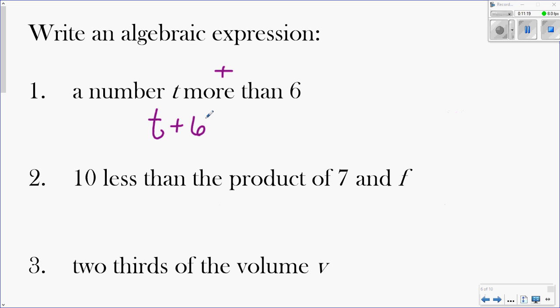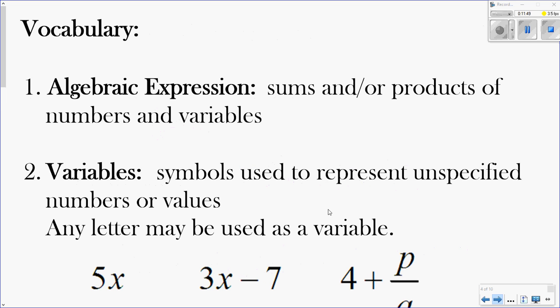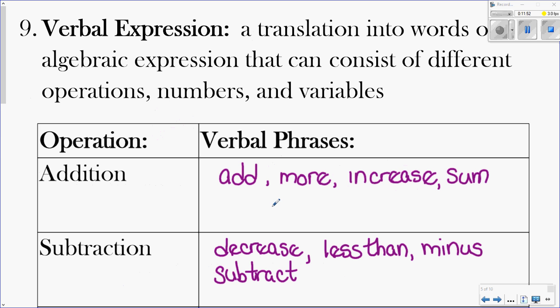Next one, 10 less than the product of 7 and f. So we have 10. Less than, we know it's subtract. The product. Product means we're going to multiply. So when it comes to a product, it's going to be 2 or more numbers. So the product of 7 and f. You see the word and, so you could put and as for addition. And for subtraction, you could put difference.